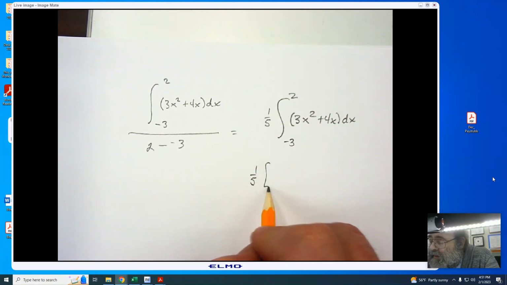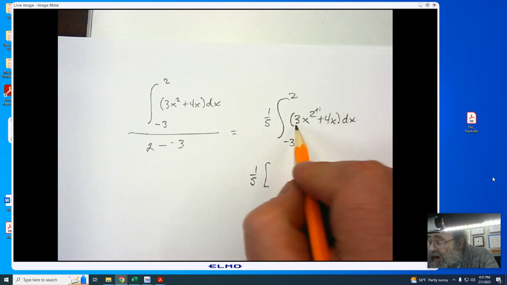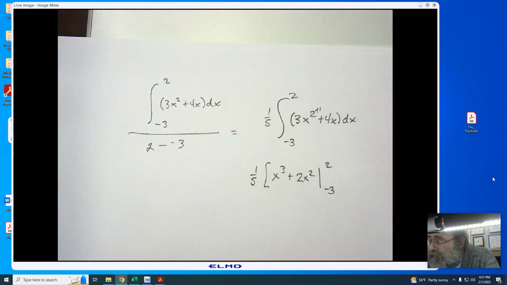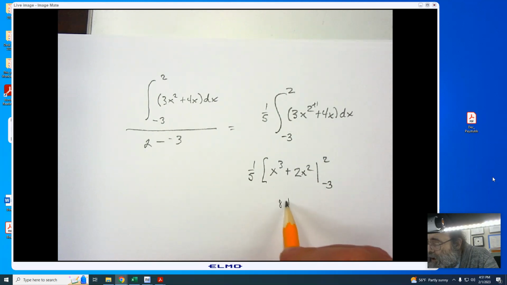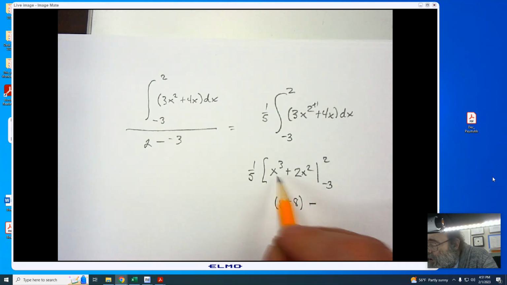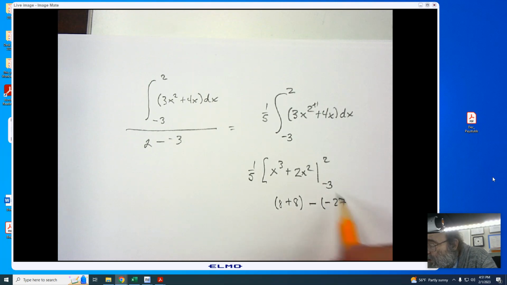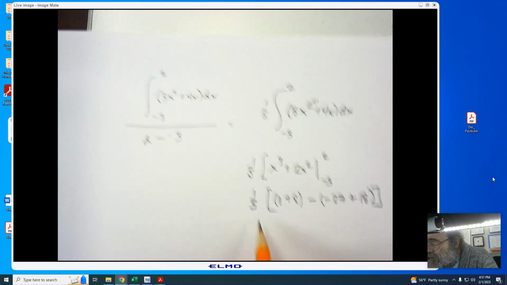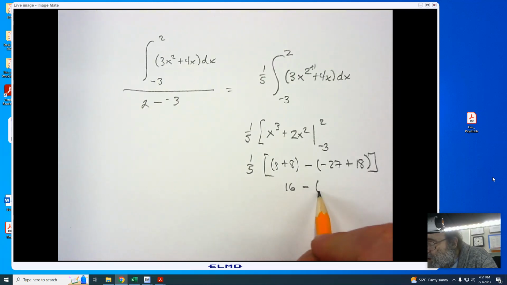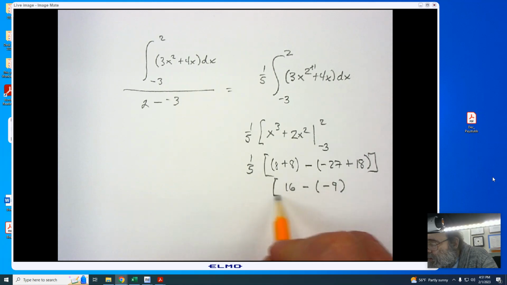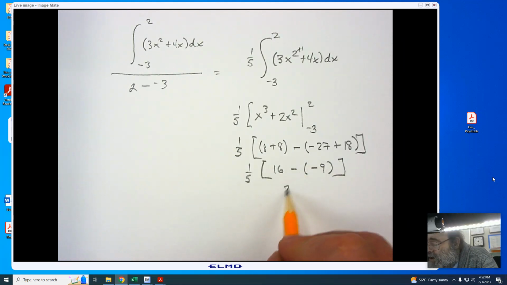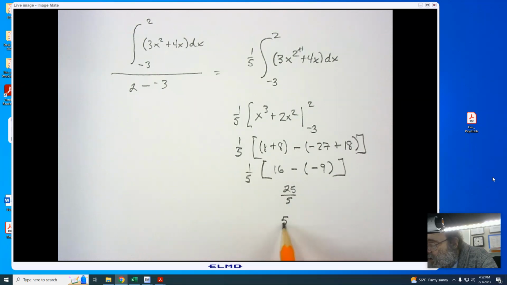I get 1/5 bracket. When I add 1 to the power and divide by 3, I'm left with x cubed and a 2x squared from -3 to 2. We're now going to plug in, and we have 8 plus 8 minus -27, and then we have a plus what would be 18. 1/5 goes out in front. We're now looking at 16 minus, and we end up getting -9. 1/5 out in front. We add them together. Notice the double negative is giving me 25 divided by 5, and my answer is 5.